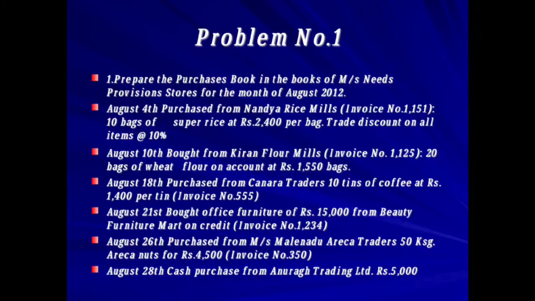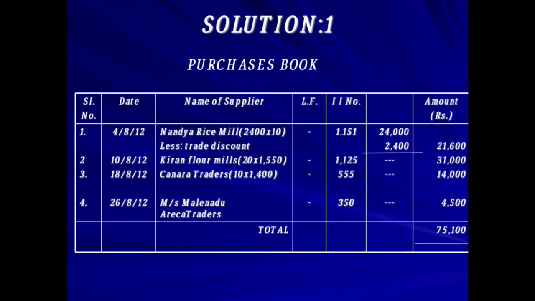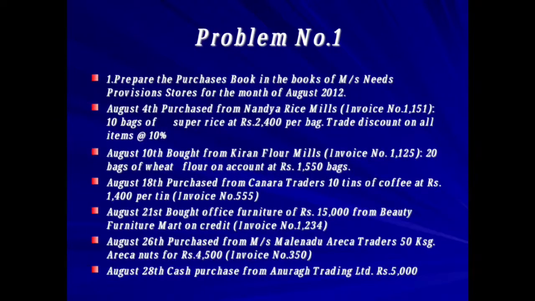Okay, then August 26th, purchased from Messrs. Malenadu Ereka Traders 50 kgs of Ereka nuts for rupees 4,500 and 350 invoice number. So the fourth entry on 26/8/2012, Messrs. Malenadu Ereka Traders. Okay, 350 invoice number they have said, and we have purchased for rupees 4,500. Okay, then what is the last entry?